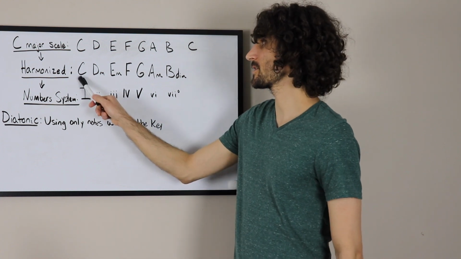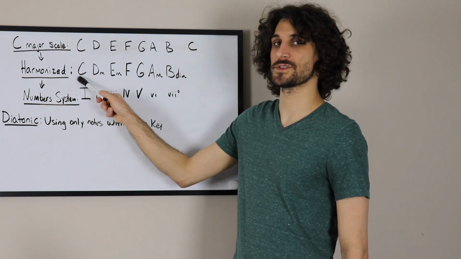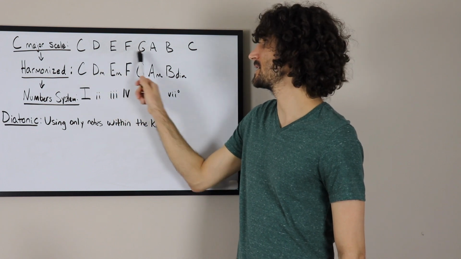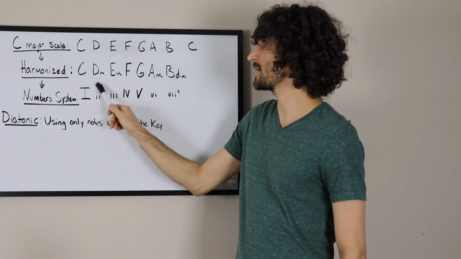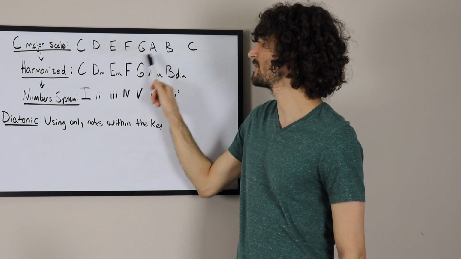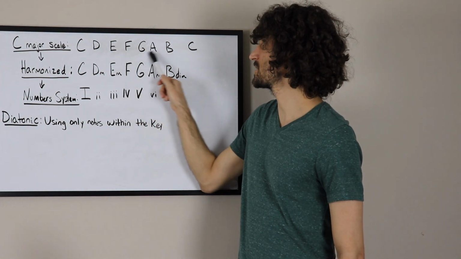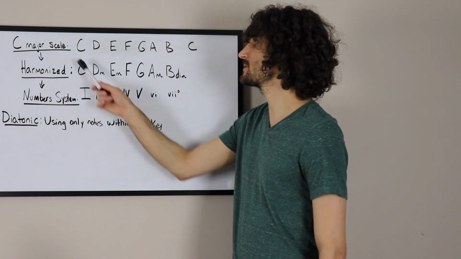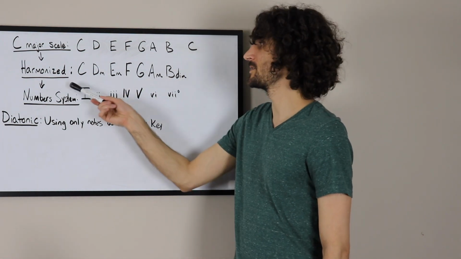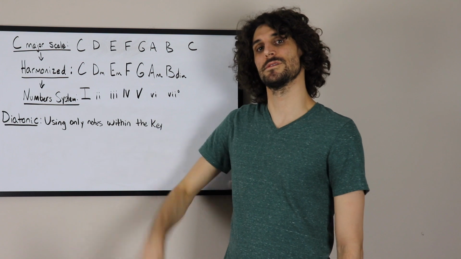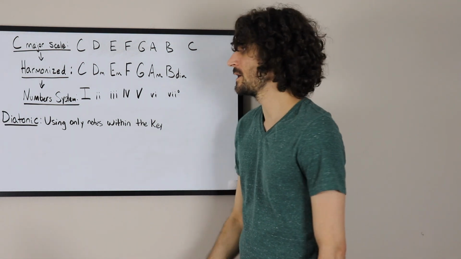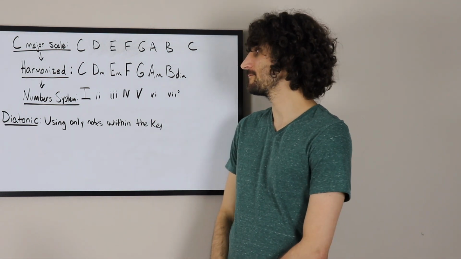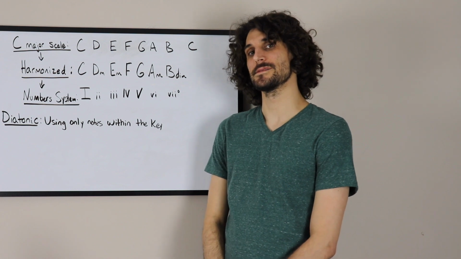So the C major chord, as far as the triad goes, is C, E, and G. D minor is D, F, A. E minor is E, G, B, etc., etc. So only notes from this scale are used to make all these different chords, which is kind of awesome. Okay, so that's what diatonic means.